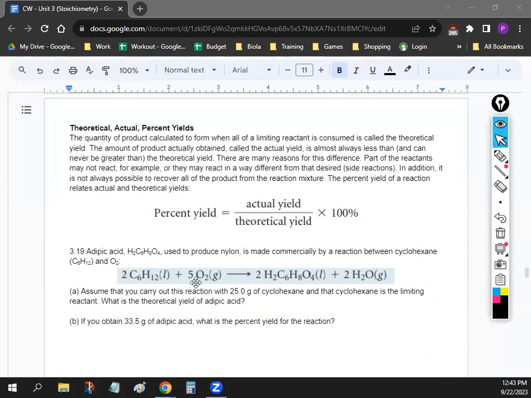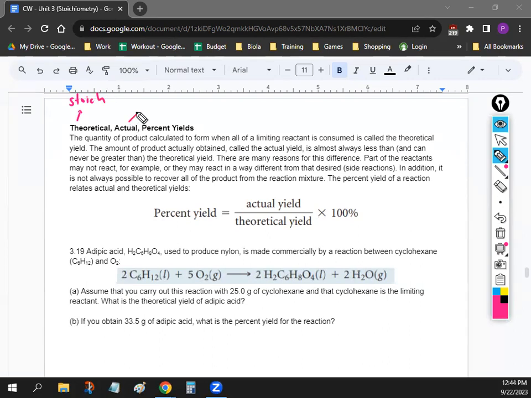Okay, but before we move on, we're gonna just talk about very briefly theoretical, actual, and percent yields. And so I'm gonna just very briefly go over what they are. So theoretical yield, an easy way to think about this. This is how much you can make in theory. So this is the number that you get from your stoichiometry. So if you do all your calculations, whatever answer you get, that's your theoretical yield. That's what you could make in theory.